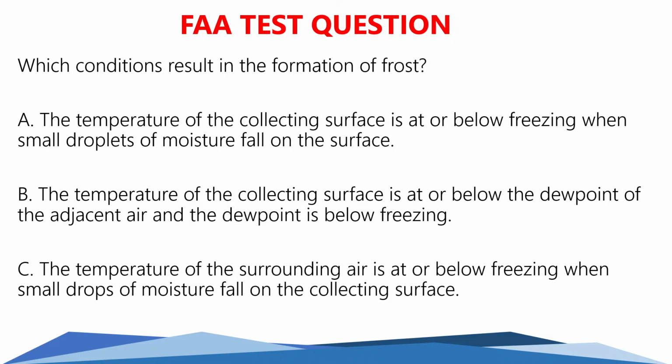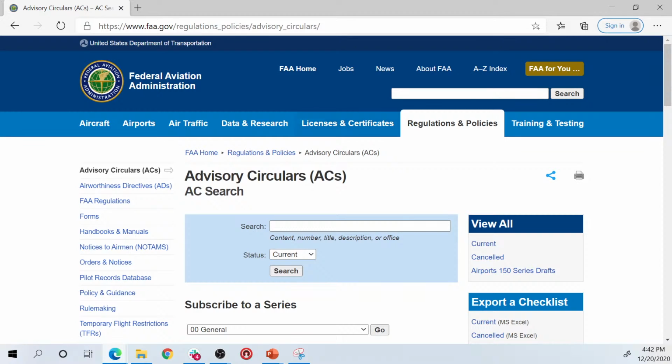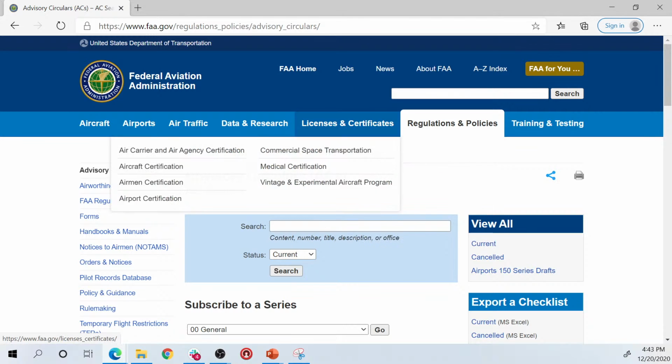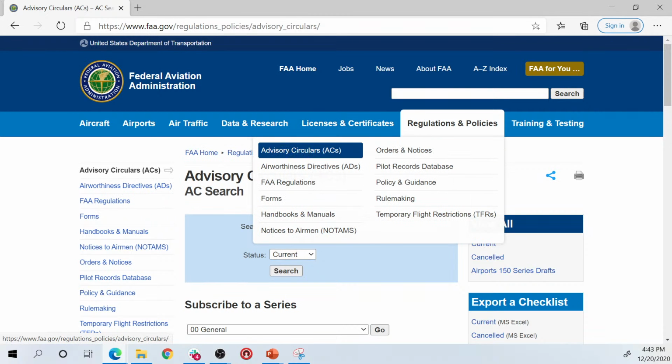All right, before I go over that, this is in regards to Samuel's question from YouTube. He was asking what all of the different potential ACs are that are out there. So I'm just going to pop this up. This is directly from the FAA website. If you go to the FAA website and go to regulations and policies, the first one on the upper left is advisory circulars.